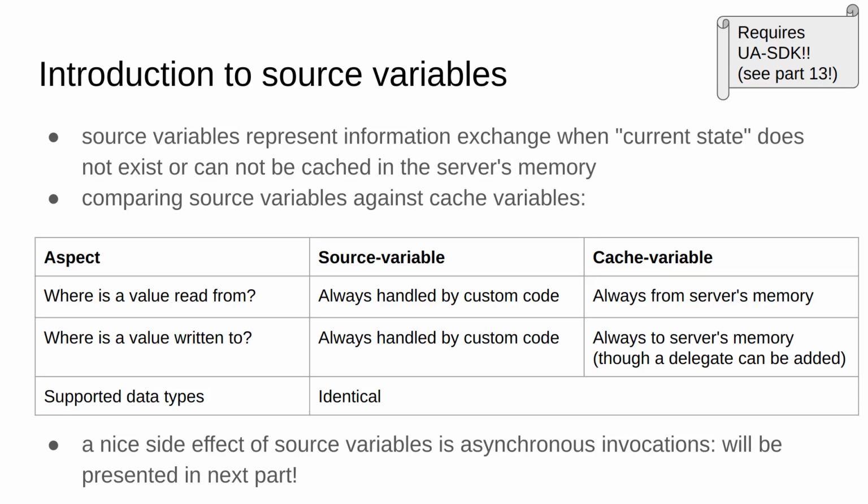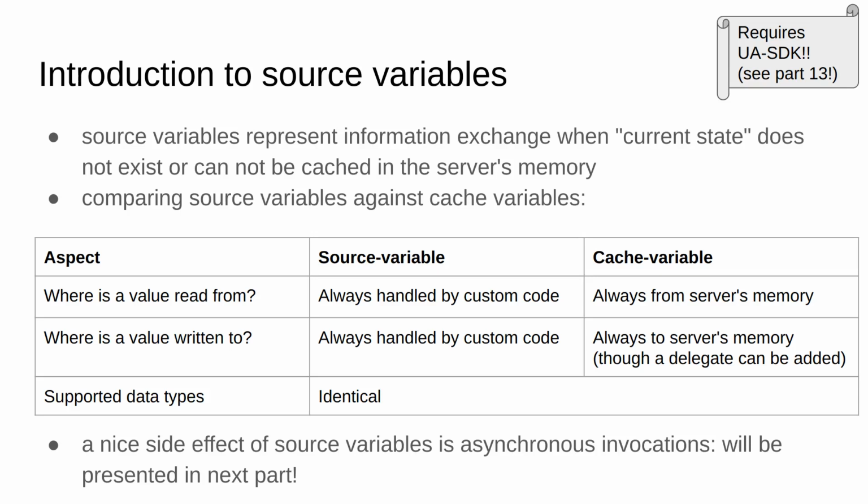When you ask where the value is written to, again, for source variables, always handled by the custom code, so there will be like a write delegate being called by the write transaction, and for cache variable, it will be passed to the server's memory. It can have a delegate, but in the end, if the delegate was finalized with a good status code, it will be stored in the server's memory. That's the primary difference. It's actually a huge difference, and about anything else is identical.